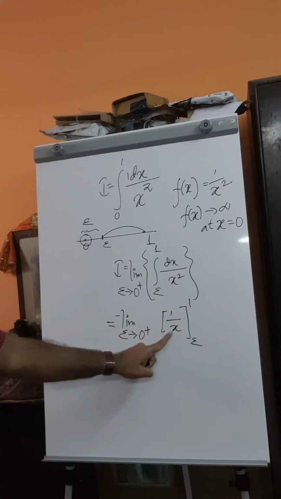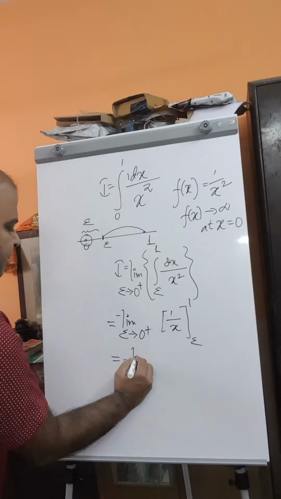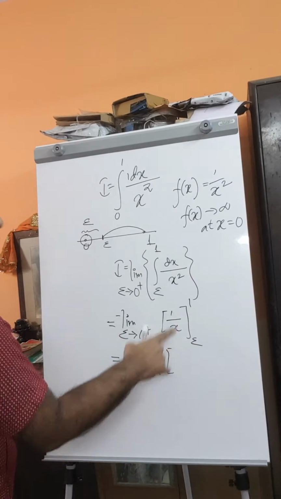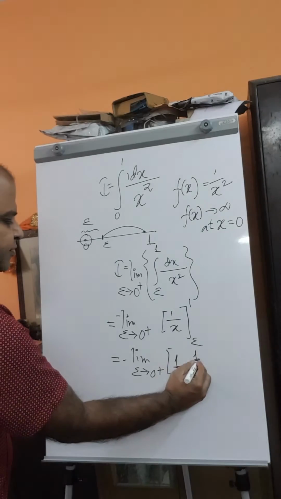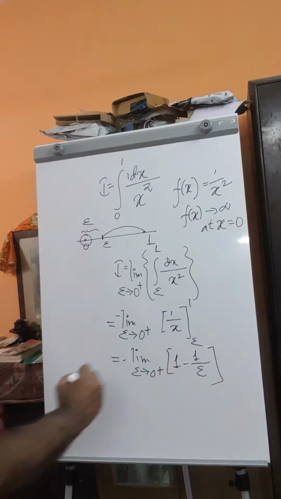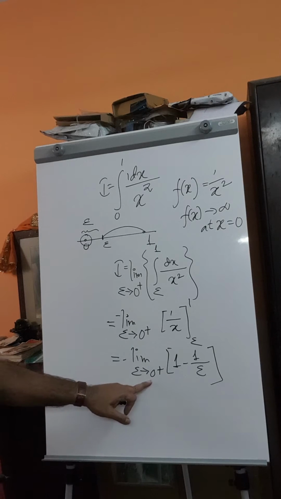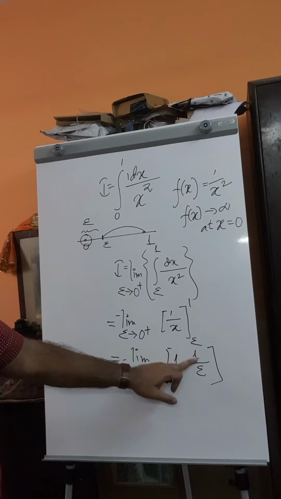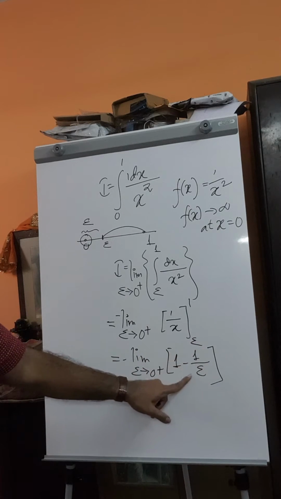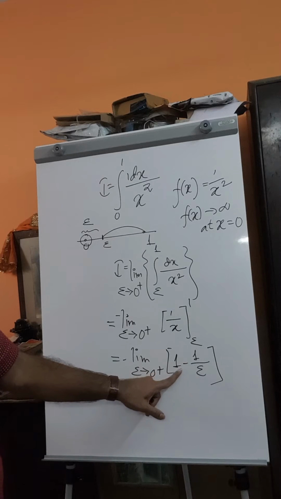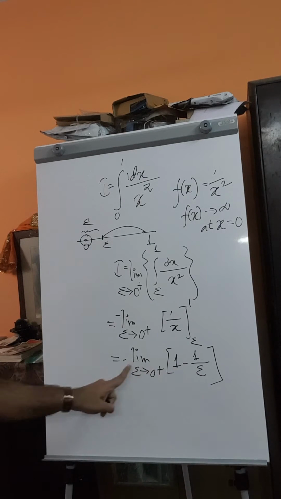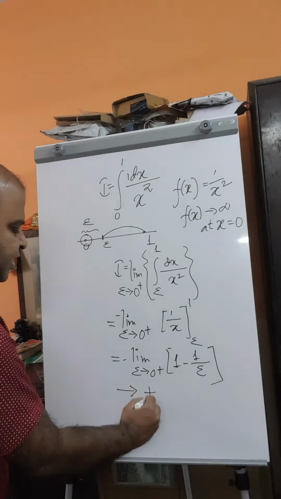And now we apply the upper limit minus the lower limit. So this is equal to minus limit of epsilon tends to 0 plus. First we replace x by 1, so we have 1 here, then minus we replace x by epsilon, so 1 minus 1 by epsilon. Now you see, finally when we replace epsilon by 0, this portion tends to plus infinity, because 1 upon 0 plus tends to plus infinity. So basically we are having 1 minus infinity here, which is minus infinity. With a minus sign outside, practically it becomes plus infinity. So this whole thing tends to plus infinity.